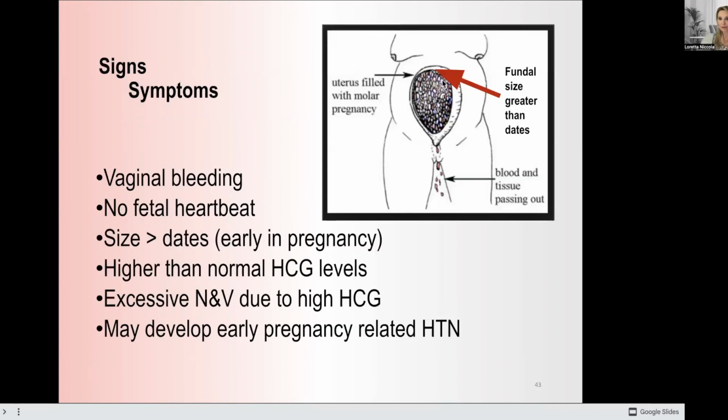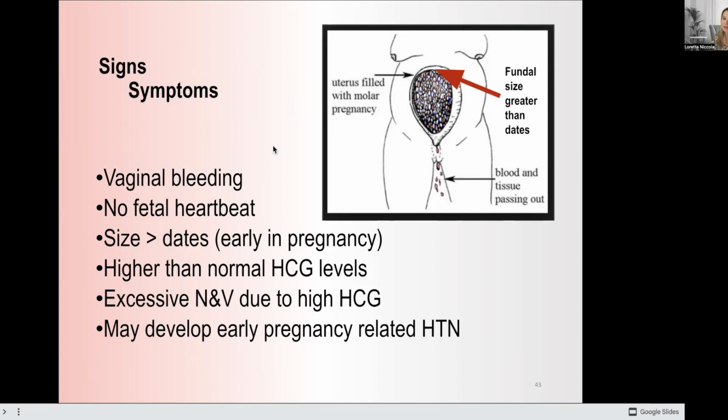So here's a couple of pictures. These are those cells. They look like grape-like clusters. And this uterus is filled with this molar pregnancy. The fundal size, because these proliferate more and more and more, increases higher than it should be. Blood and tissue passing out. Okay, so another vaginal bleeding episode here. There's no fetal heartbeat. The size of the fundus is larger than the dates that she presents in.